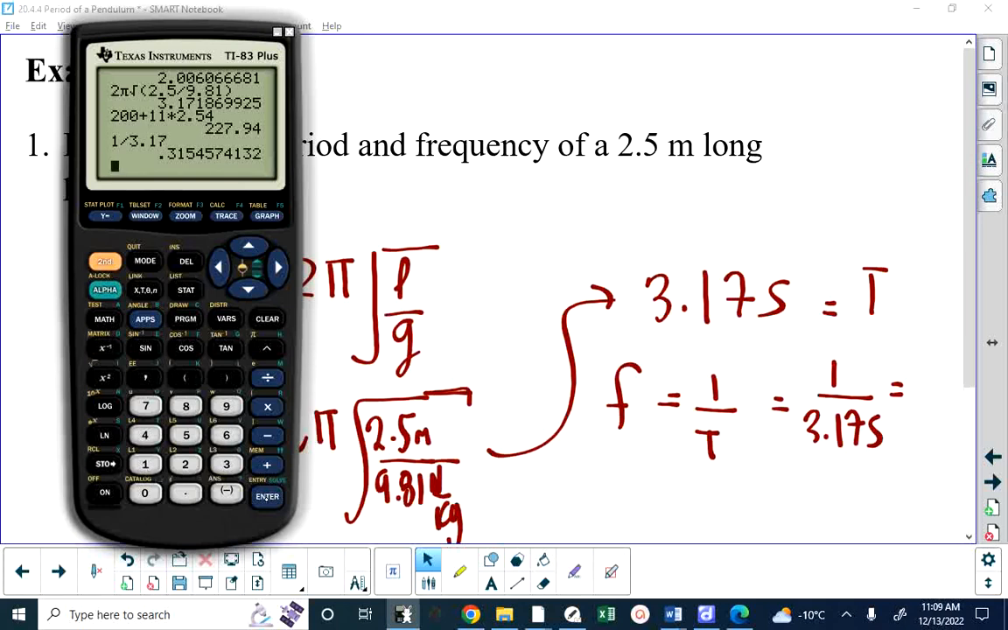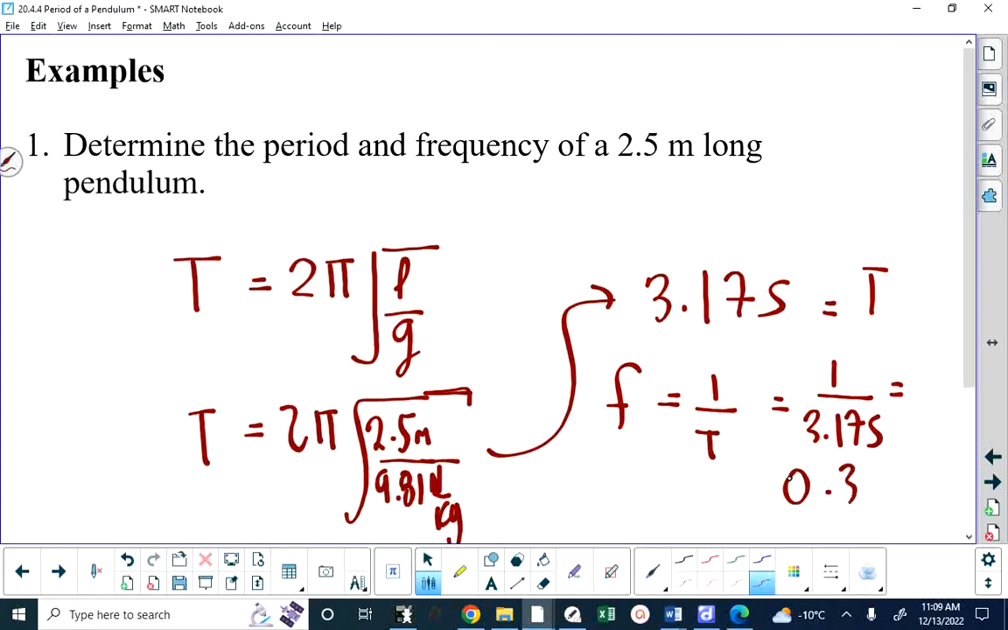So about 0.32 hertz. I didn't carry all my decimals, but you'll have to deal with that when you're doing problems. 0.32 hertz. Any questions with either of those?